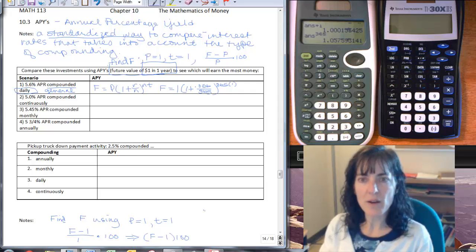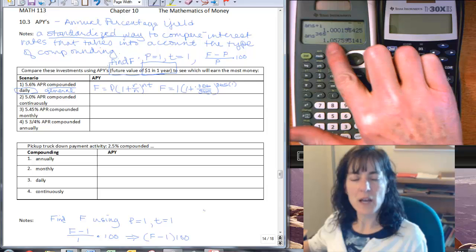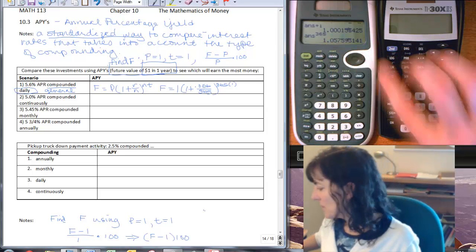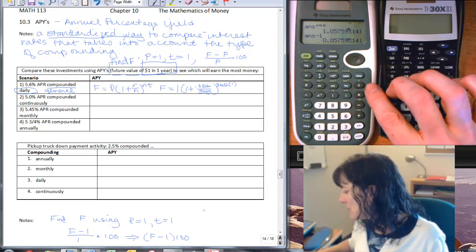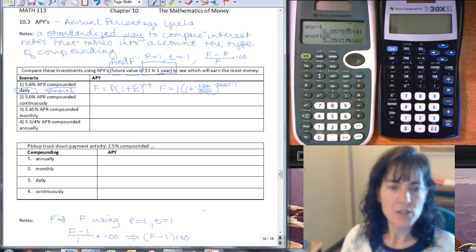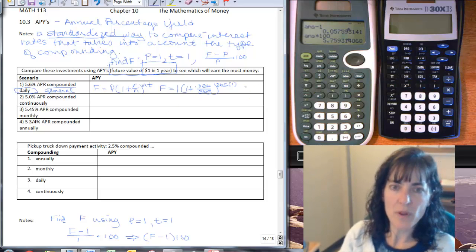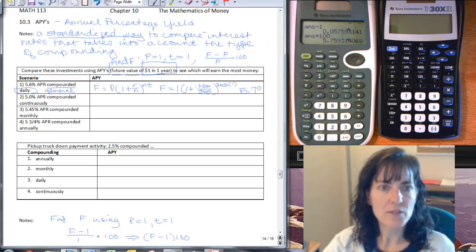So I have my F, it's sitting here on my calculator, and I want to subtract 1. So I just say minus 1, and then the result of that multiplied by 100. And so you can see I came up with 5.759, so I'll have to convert that to 5.76%.